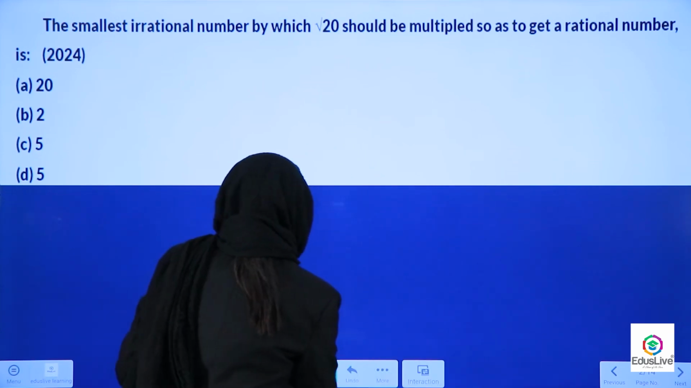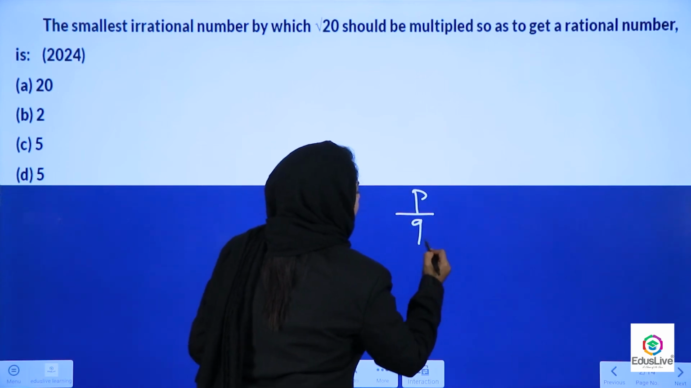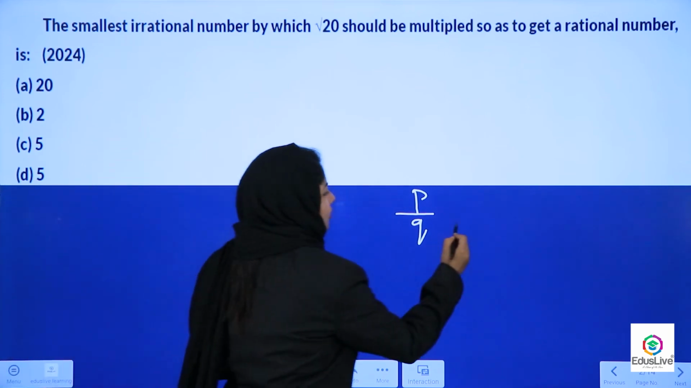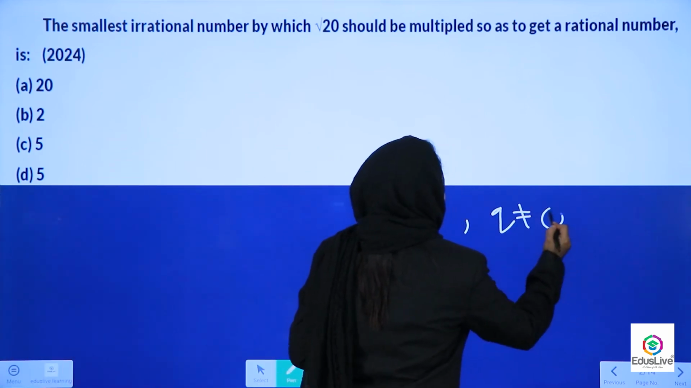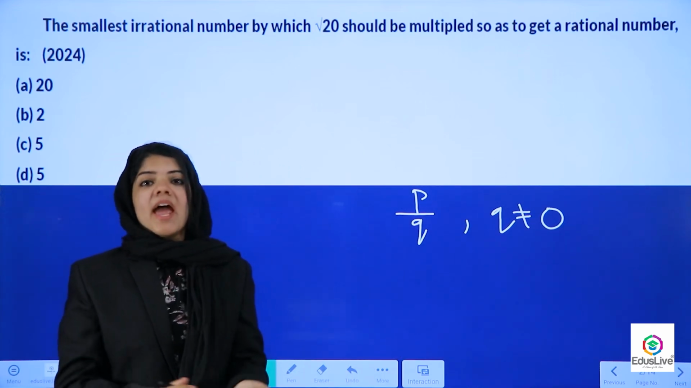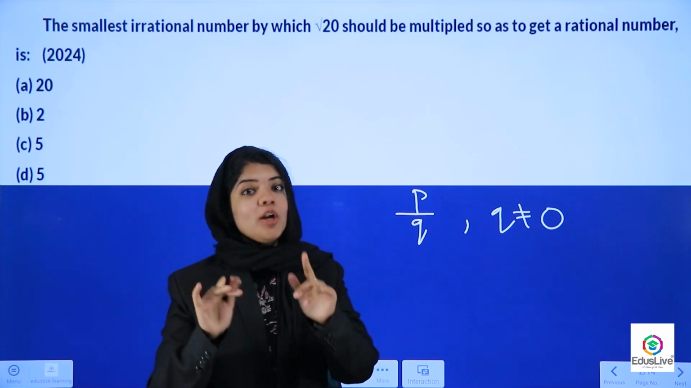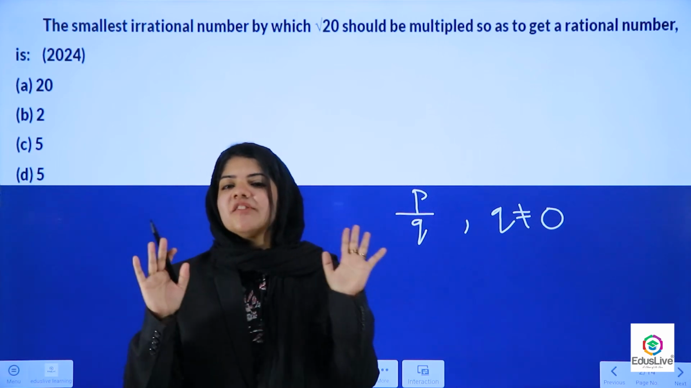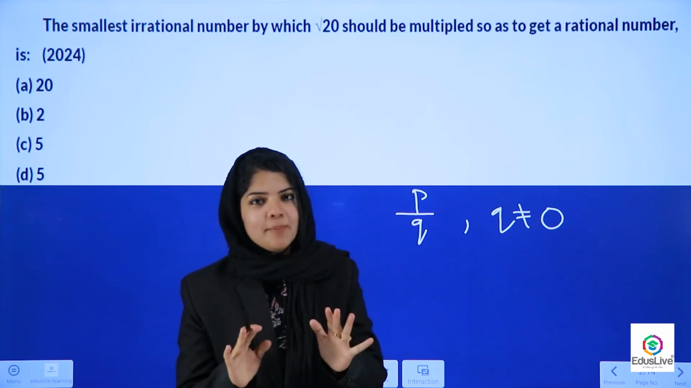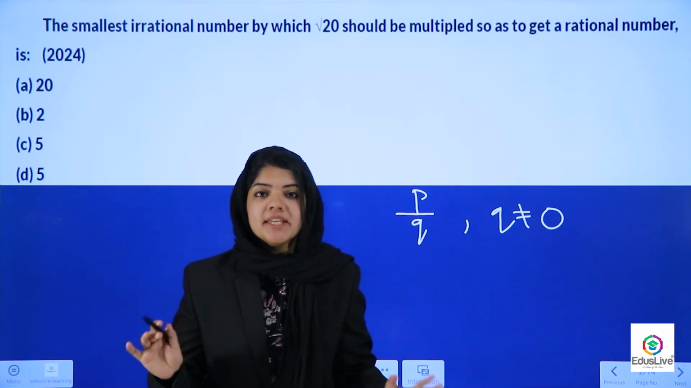Rational numbers are numbers of the form p by q, where q is not equal to 0. And there is a condition: rational numbers have a terminating decimal. Irrational numbers are numbers which have a non-terminating decimal. So that is the difference between rational and irrational numbers.